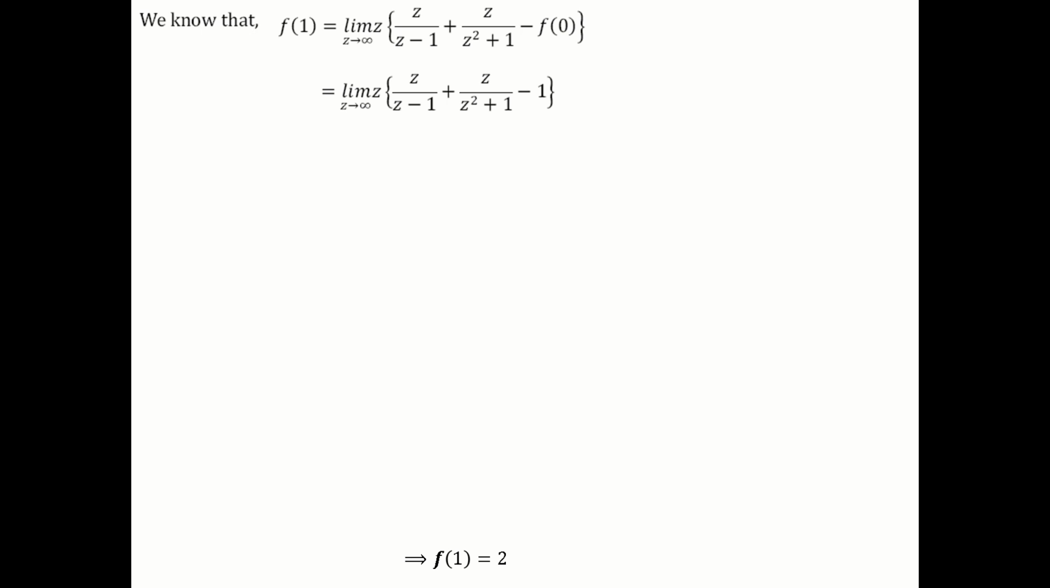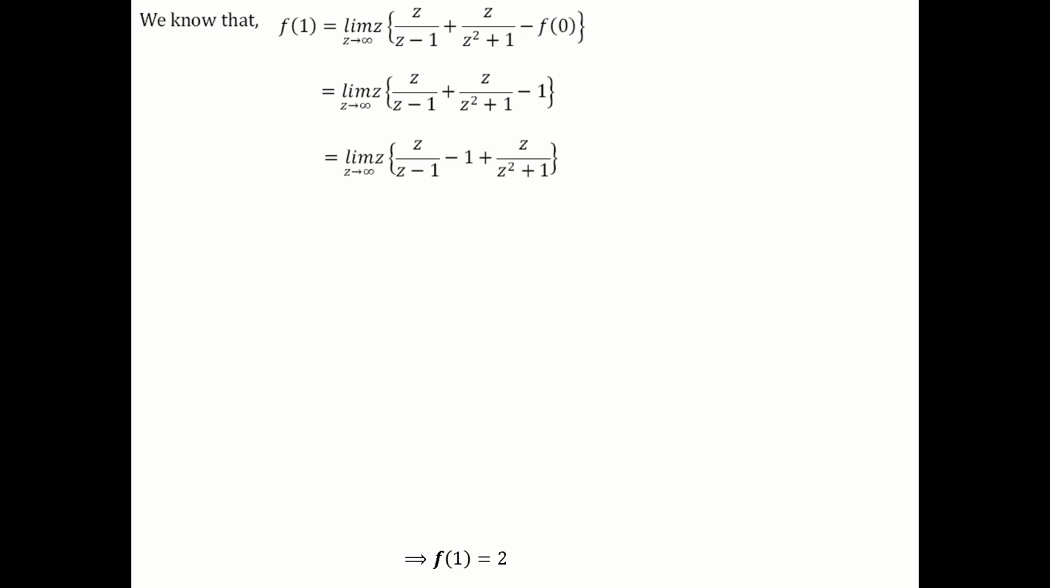So we replace capital F of z by z by z minus 1 plus z by z square plus 1. That is why f of 1 is equal to limit z tends to infinity z into z by z minus 1 plus z by z square plus 1 minus f of 0. Replace the value. f of 0 we know is 1. That is why it is equal to limit z tends to infinity z into z by z minus 1 plus z by z square plus 1 minus 1.